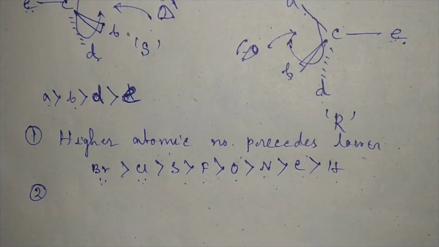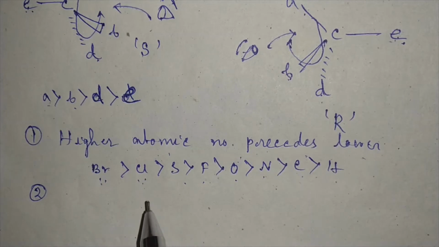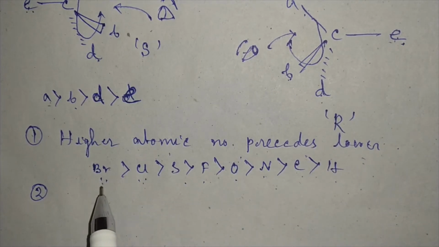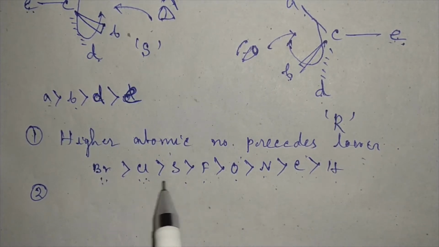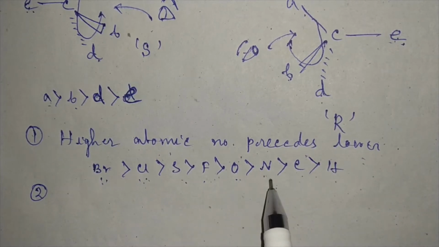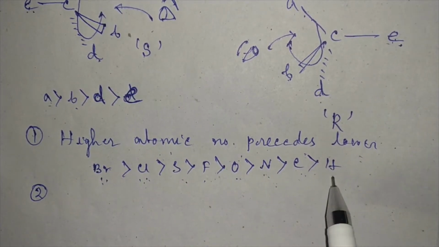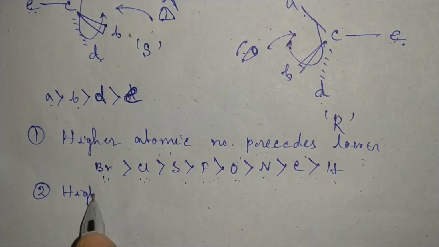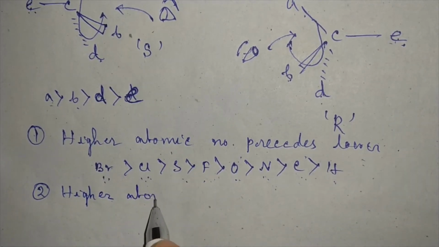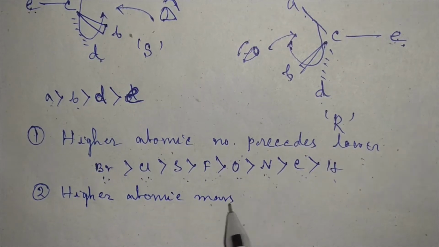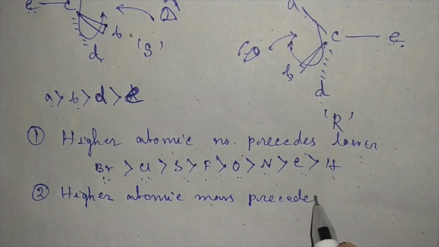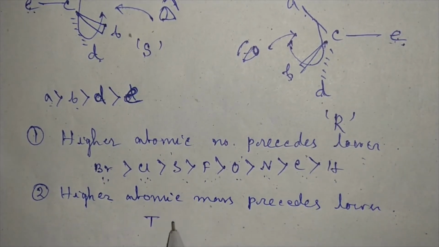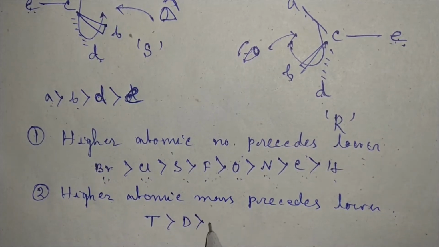The 5 rules to determine the priority sequence of groups: Rule number 1, higher atomic number precedes lower. That is, the priority order will be Br greater than Cl greater than S greater than F greater than O greater than N greater than C greater than H. Rule number 2, higher atomic mass precedes lower. That means for isotopes T greater than D greater than H.